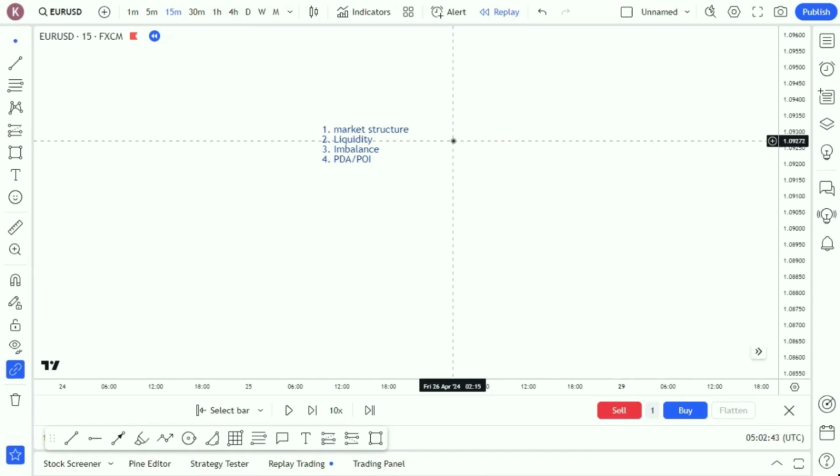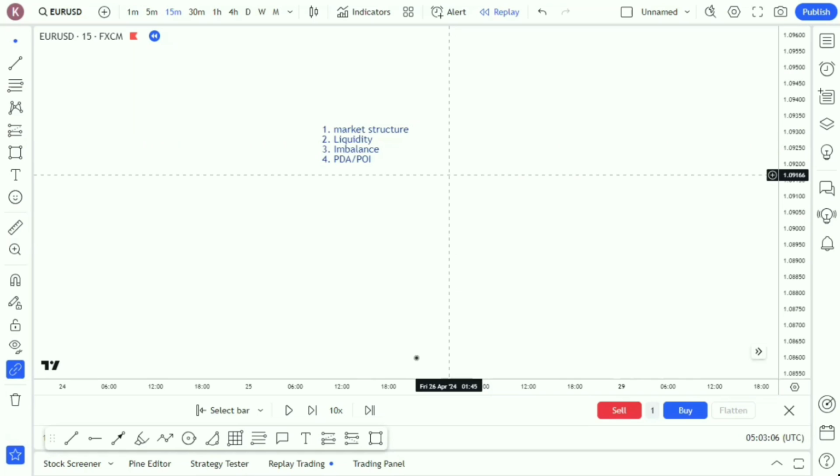You can call them demand and supply zones depending on what kind of strategy you are using. But according to ICT, we call them PD arrays. They can be order blocks, breakers, or mitigation blocks. Okay, so let us start with market structure. So what exactly is market structure? Market structure is simply the movement of price up and down and also ranging.